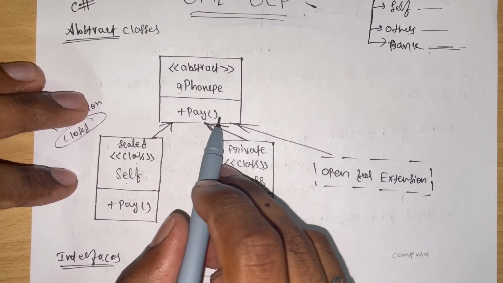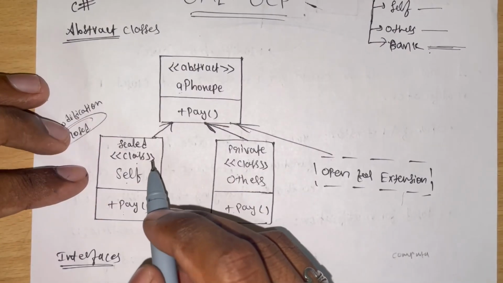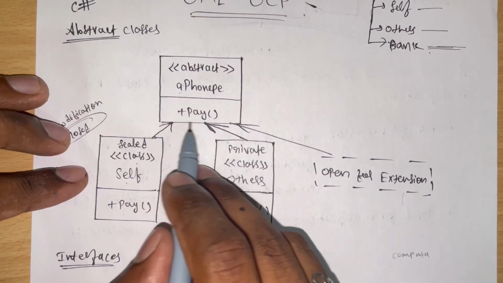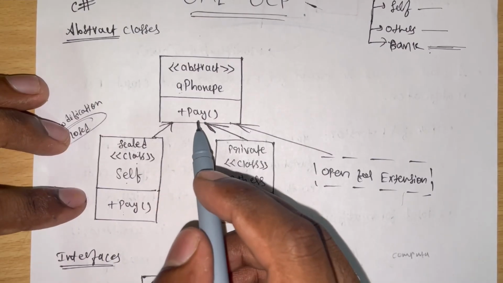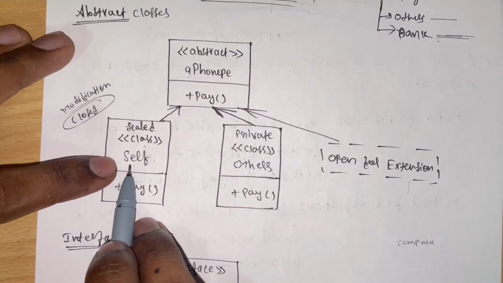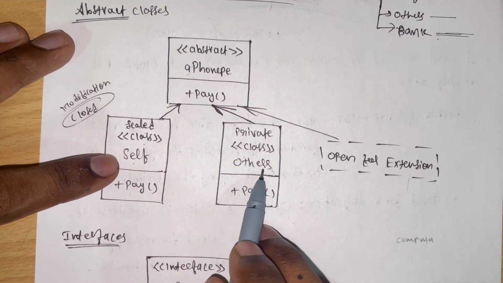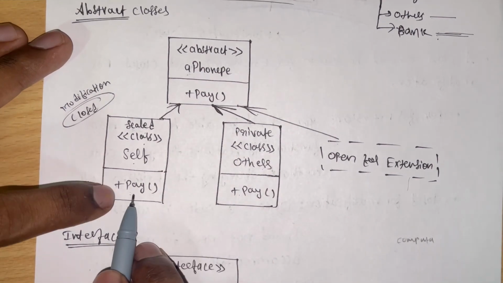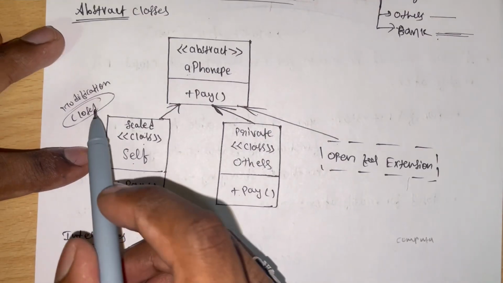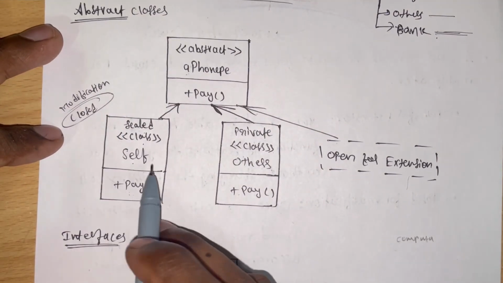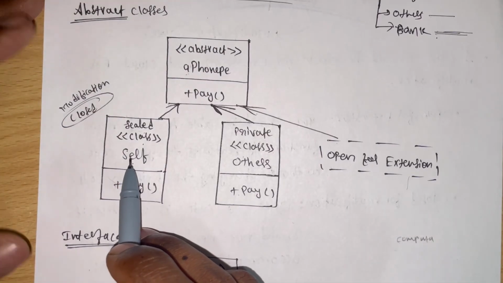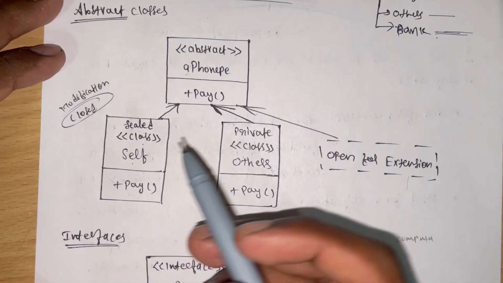It has a method called pay. That means whatever class extends this abstract class must implement this pay method inside it. So here we have two requirements: paying to self and paying to others. Now in self I have a pay method, and in others I also have a pay method. Here I have closed this class for modification. This is already implemented, so I have to close it for modification.